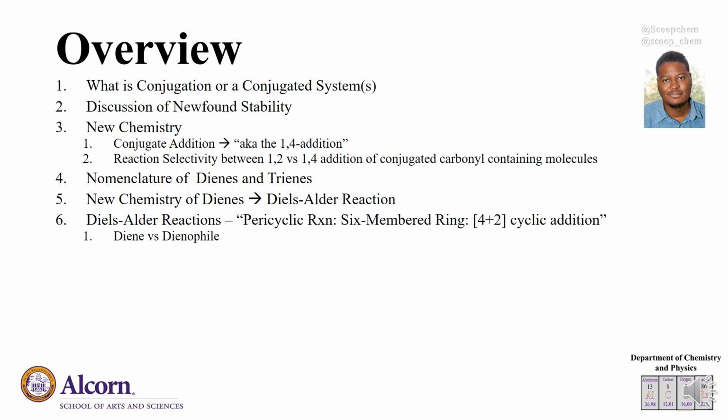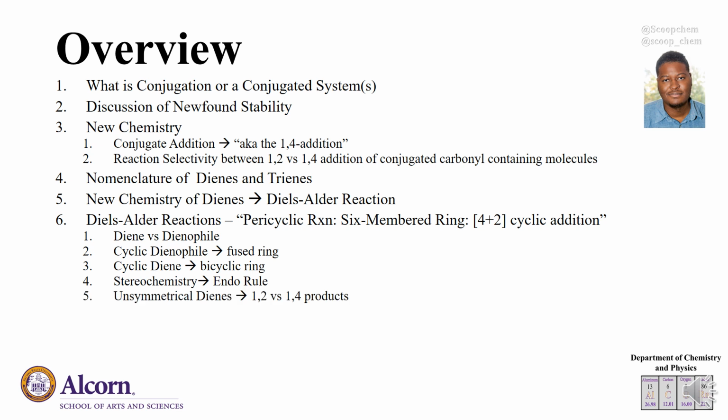With Diels-Alder reactions, I have to study which reagent is a diene versus the dienophile. If I'm using cyclic dienophiles, I get fused rings. If I'm using cyclic dienes, I get a bicyclic product. Stereochemistry is important. We'll talk about the endo rule. And with unsymmetrical dienes, there's two major products that are potentially possible, the 1,2 versus the 1,4 product again. We'll talk about which diene affords which major product, either the 1,2 or the 1,4.